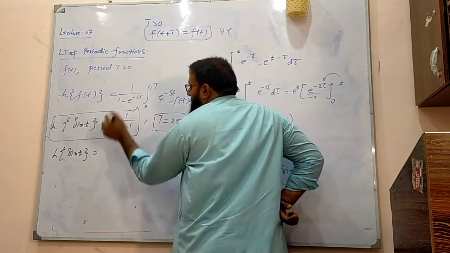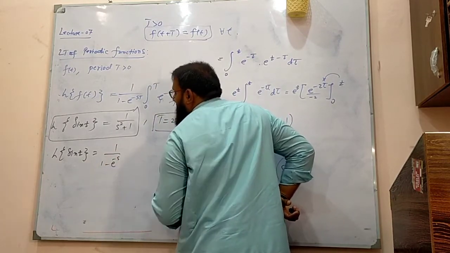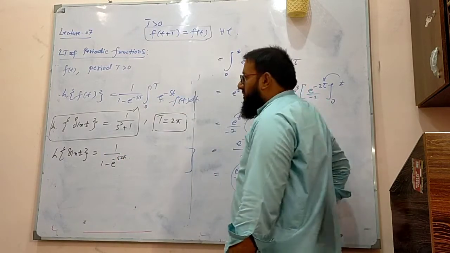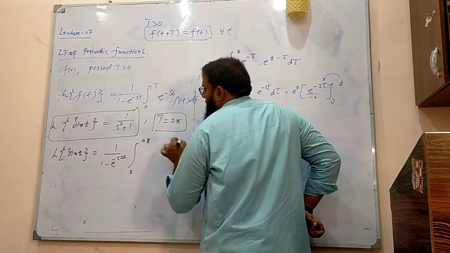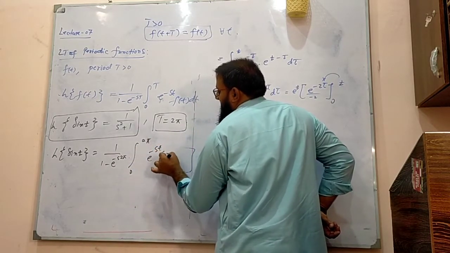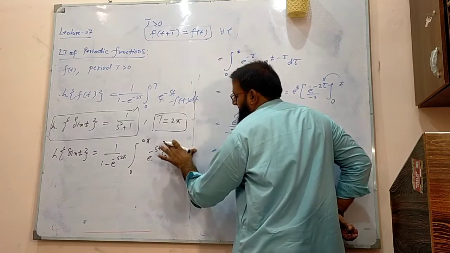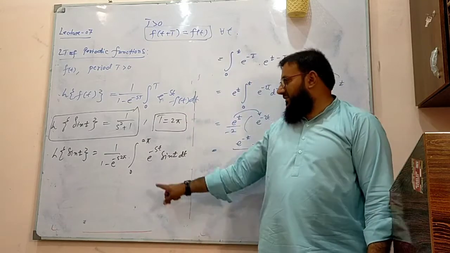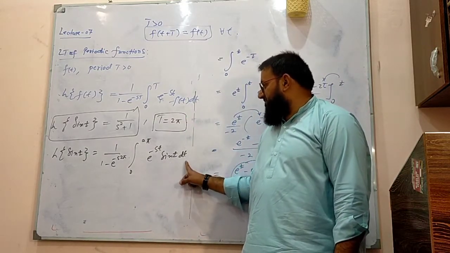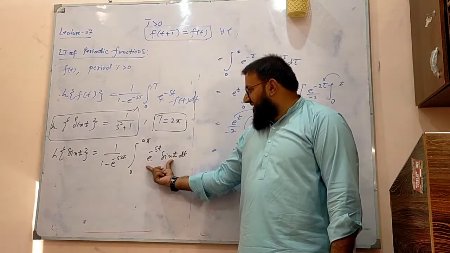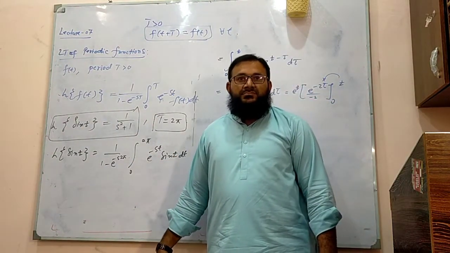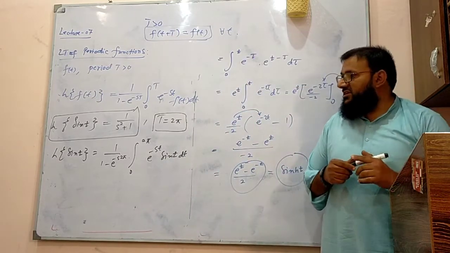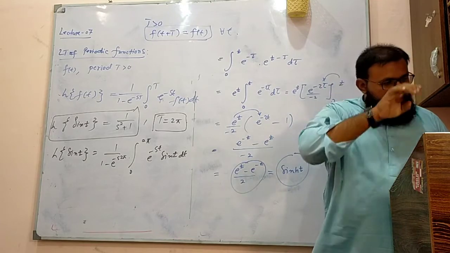So what am I going to do? 1 over 1 minus e raised to minus s capital T, what is capital T? 2 pi. Integral from 0 to 2 pi of e power minus st sin t dt. That would be lengthy, I think, because I need to integrate this by parts twice. So let us not do this. If you give me another function, then we can verify, otherwise this is okay for now.